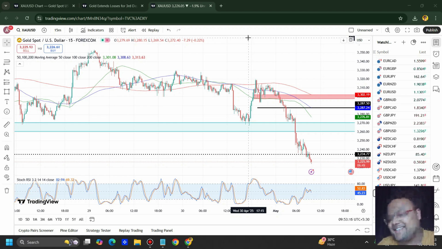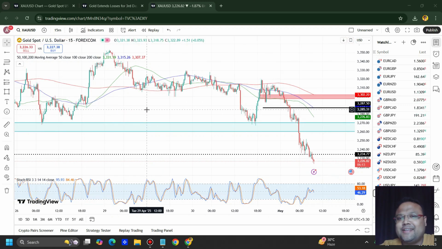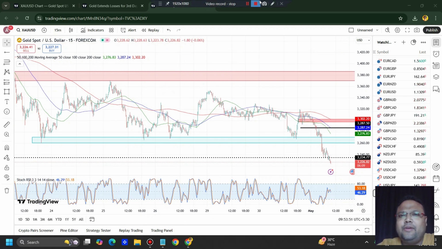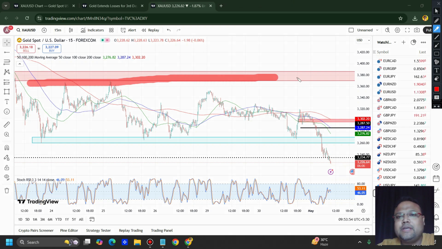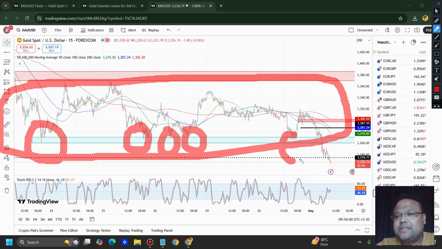So let's get started. My dear friends, this is the 15-minute chart of gold in front of us, and we can see that finally gold is out of the range. We were a little frustrated because gold was inside the range for quite some time, and it was making us all nervous because it was testing the support around 3270.60 again and again, and we were waiting for a breakdown. And yes, finally we have the breakdown.